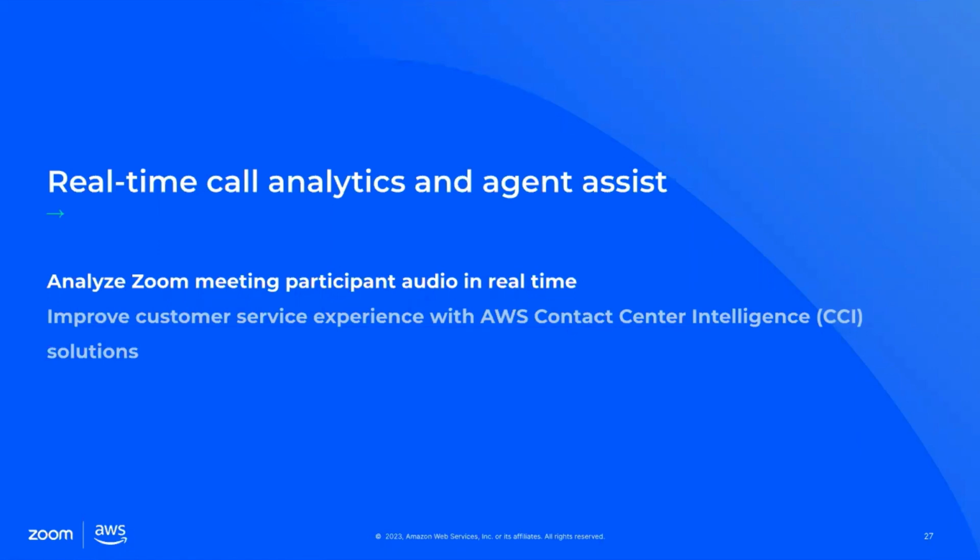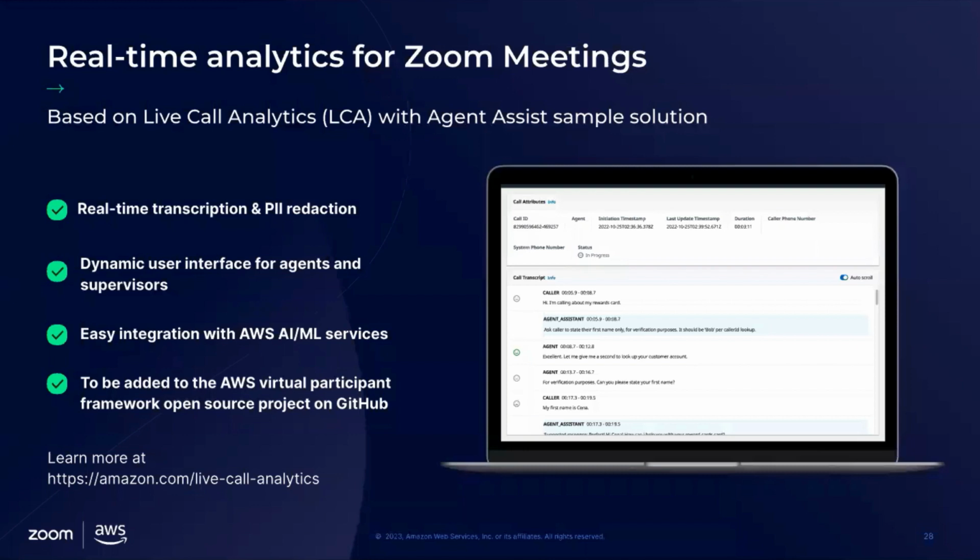Hi, everyone. Now let's talk about real-time call analytics and Agent Assist, which is part of the AWS Contact Center Intelligence Solutions. CCI solutions improve customer experience, boost agent productivity, and lower costs. Real-time analytics for Zoom meetings is based on live call analytics with Agent Assist, an open source project designed to get customers up and running quickly with analytics and artificial intelligence for meetings, all in real time.